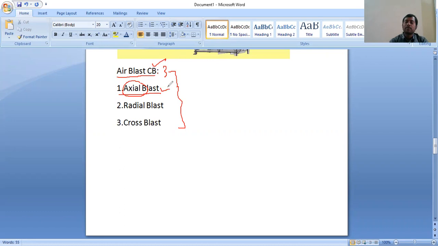One is axial blast. So what is axial? Axial is nothing but, for example, this is any conductor, and along this axis is called axial. So along any line is called axial. Without knowing axial, it's very difficult to understand.